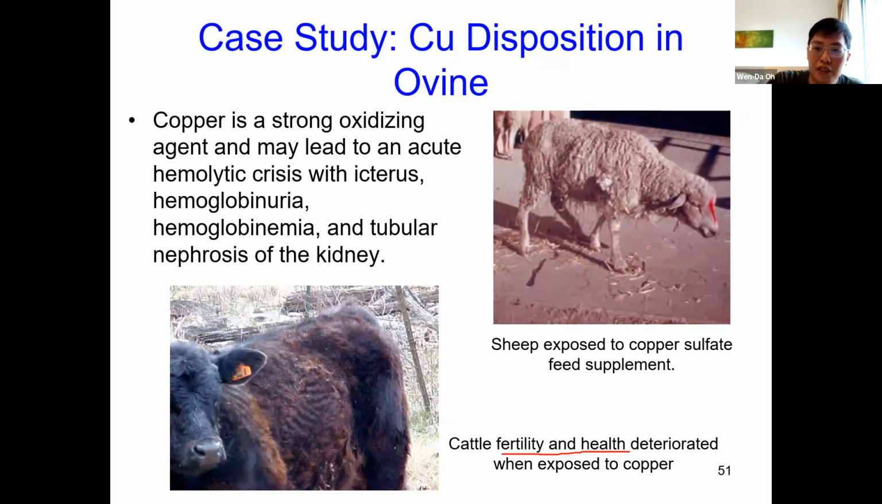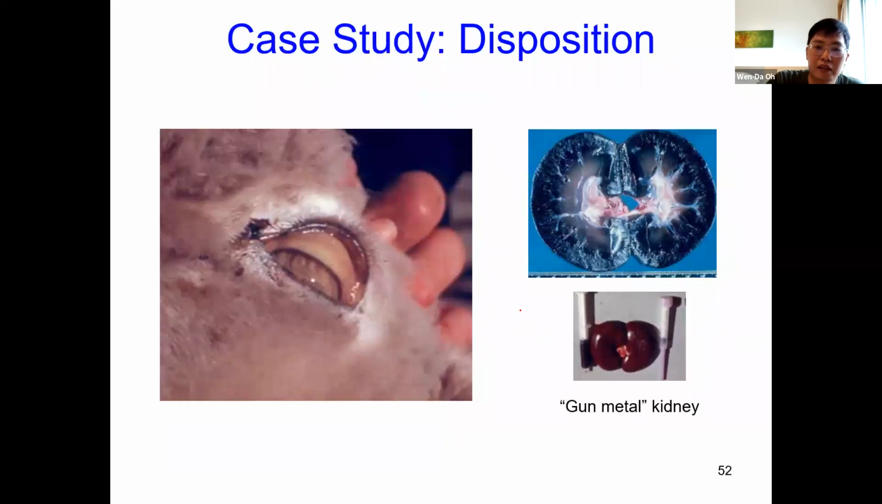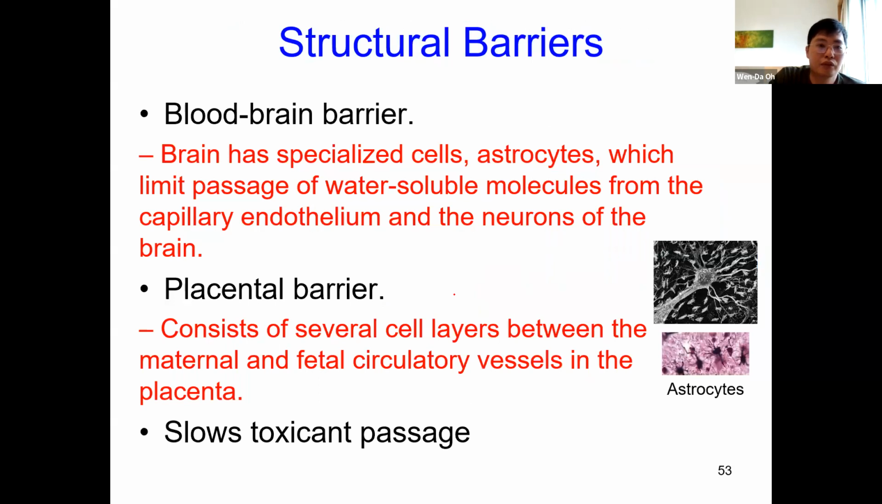So this sheep looks very sad. You can see it is not very healthy. It has a certain disease called the gunmetal kidney, and you can see the eyes here are yellowish. This is from jaundice. So we have barriers, blood-brain barriers, placental barriers, which are very good to slow the toxicant's passage, so that we can actually prevent them from being distributed.